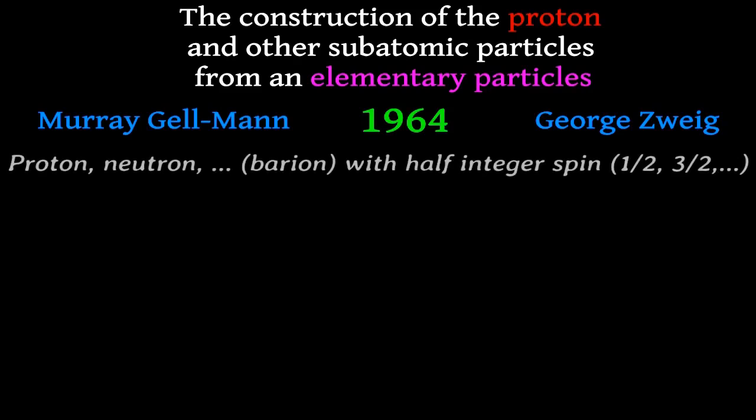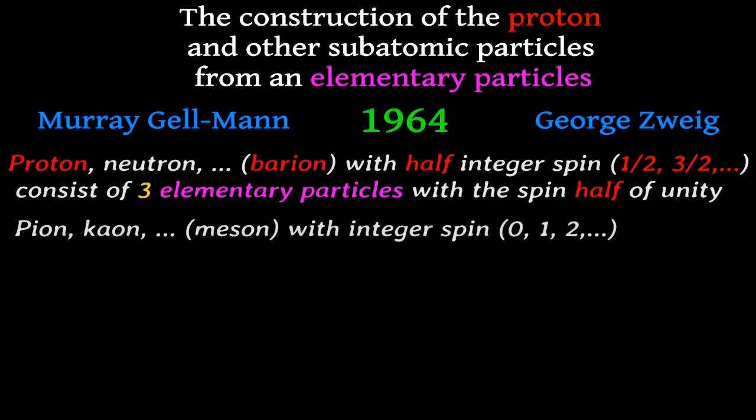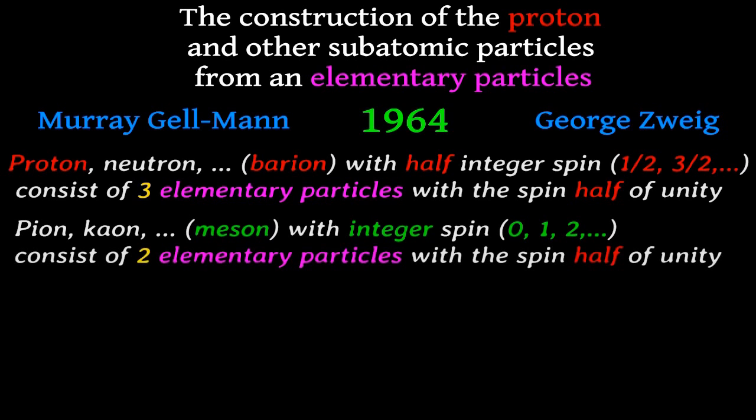According to their idea, the proton, neutron and other similar particles with half-integer spin, called baryons, consist of three elementary particles. Particles with integer spin, called mesons, consist of two elementary particles.